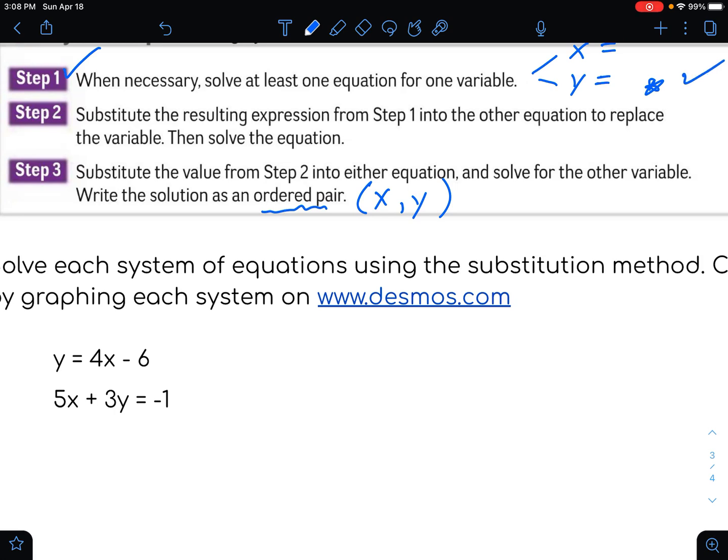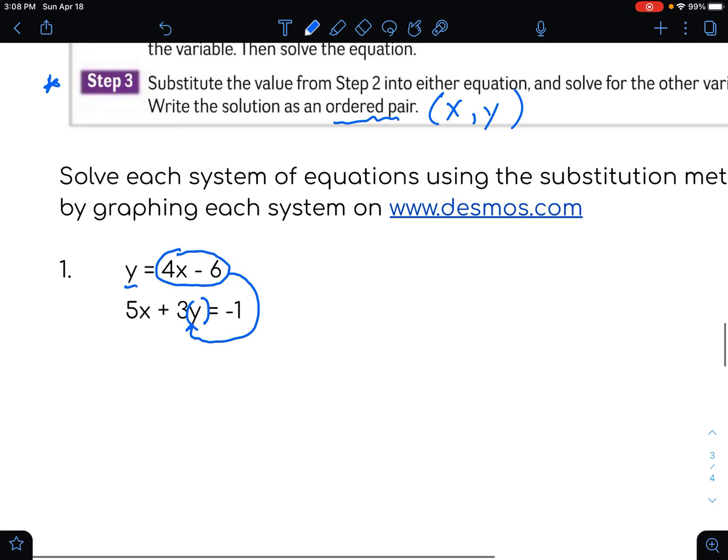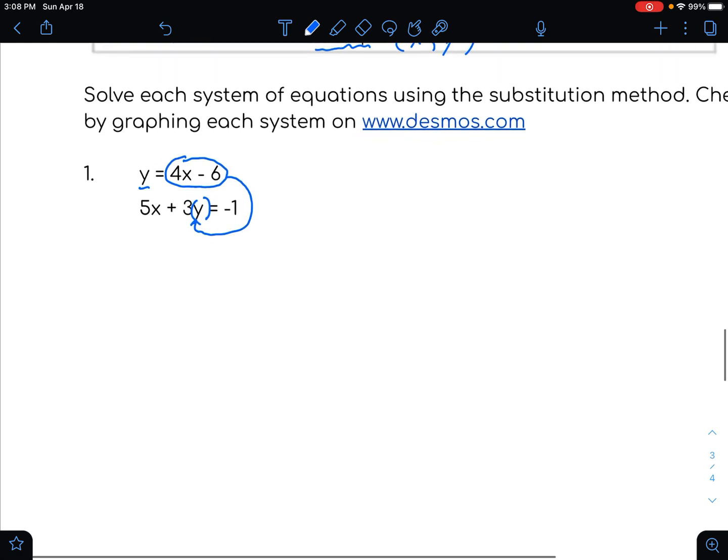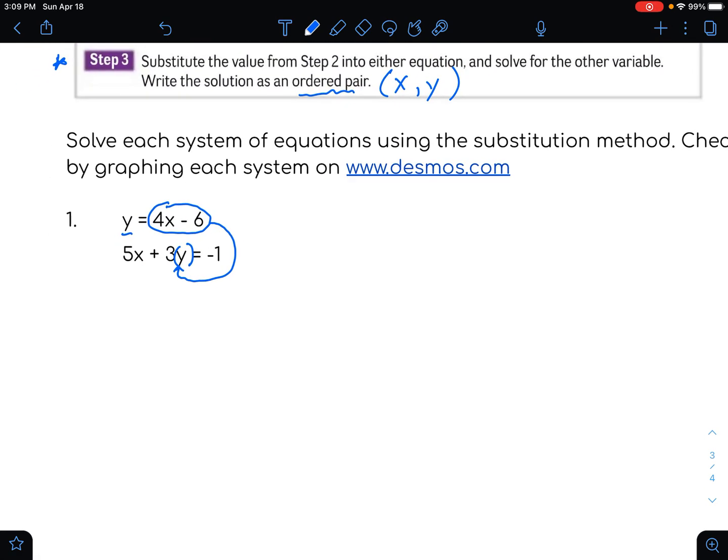Now we move on to step 2, substitute the resulting expression from step 1 into the other equation. So what we mean by that is, remember, y is equal to 4x minus 6, which means I can substitute this into the second equation for the y value. It's like trading out the $20 for 4 $5 bills. So we're going to do that step, and we're going to rewrite that equation so we can see that substitution step done.